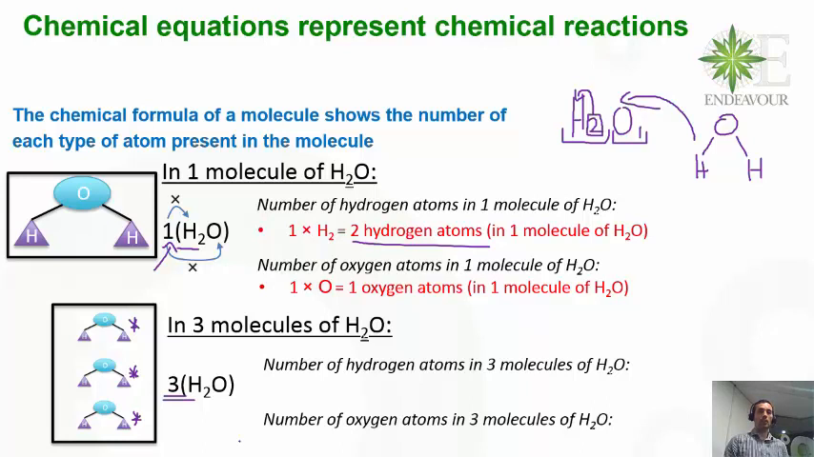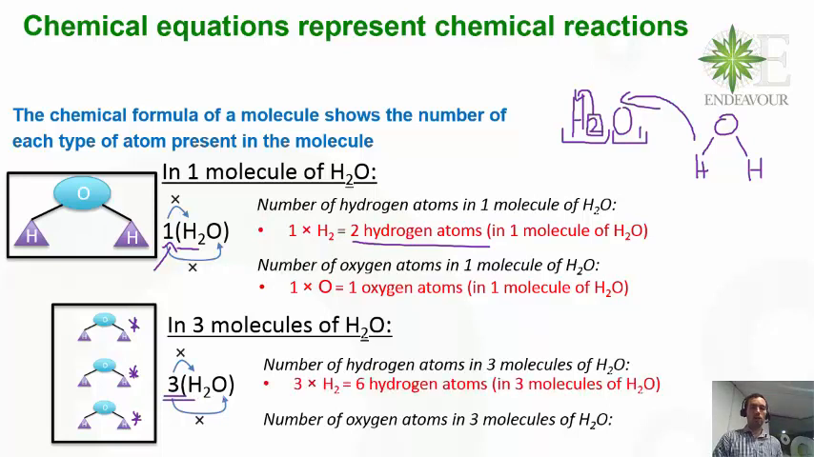We're using the exact same method as I showed you above, where you times the number of each atom type by the coefficient here. So it'll be 3 times the number of hydrogen atoms and also 3 times the number of oxygen atoms. So for hydrogen, that will be 3 times 2, because every water molecule has 2 hydrogens. So in total, there'll be actually 6 hydrogen atoms within those 3 molecules of water. 2 times 3 is 6.